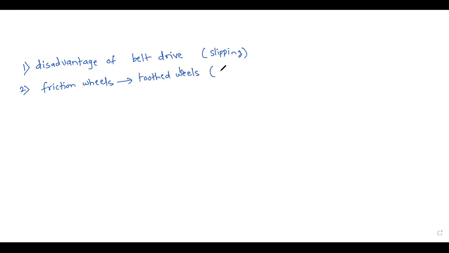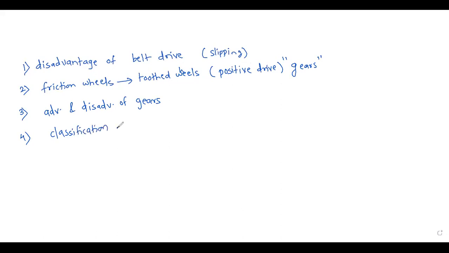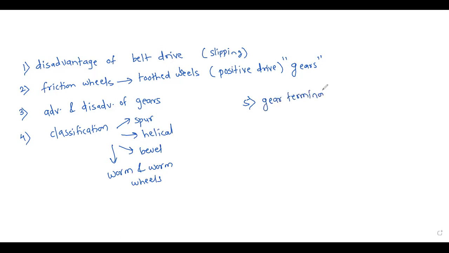Where slipping is not there, this is a positive drive, and tooth wheels are nothing but gears. Then we have seen what are the advantages and disadvantages of gears. Very important. Then we have seen classification of gears. In the classification, we have talked of spur gears, helical gears, bevel gears, and worm and worm wheel. Then the next part, we have seen gear terminologies. In that, two are very important: one is module, and second is gear ratio. And then we have seen examples which are very important.